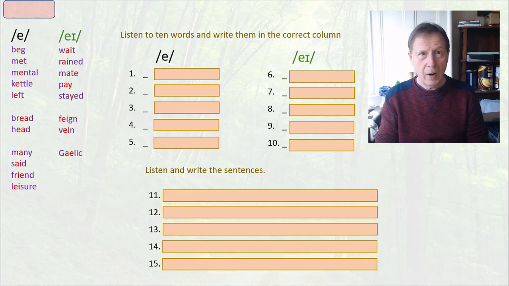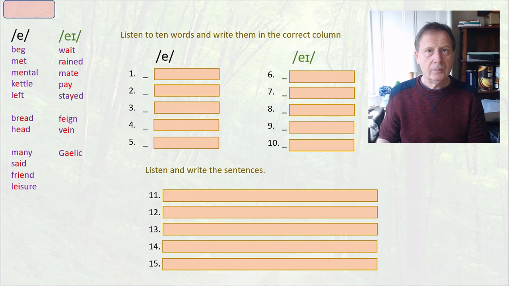So listen, write, and think about the spelling. Number 1, tell. 2, met. Number 3, chess. Number 4, fell. Number 5, pen.